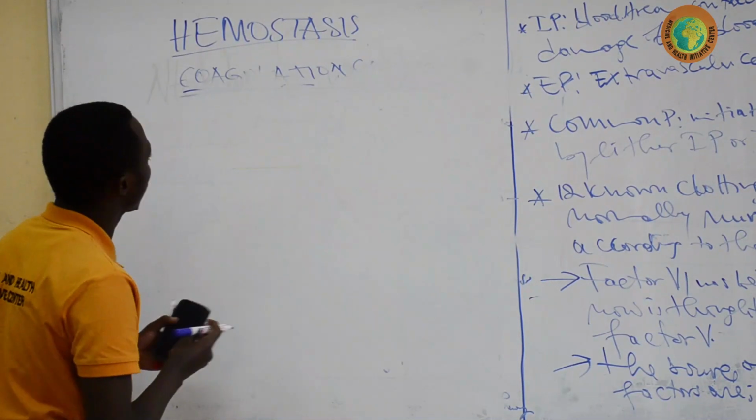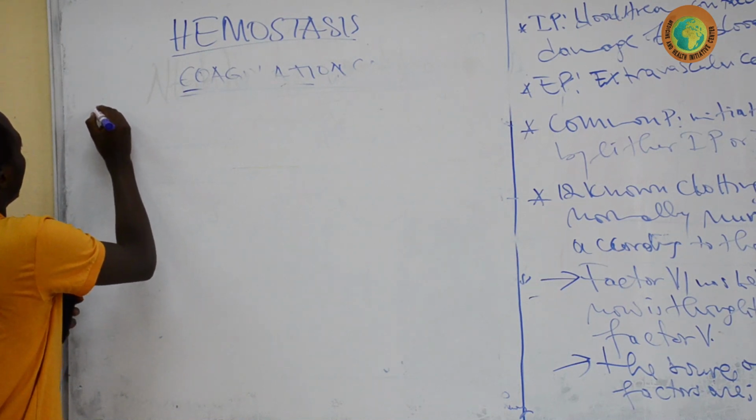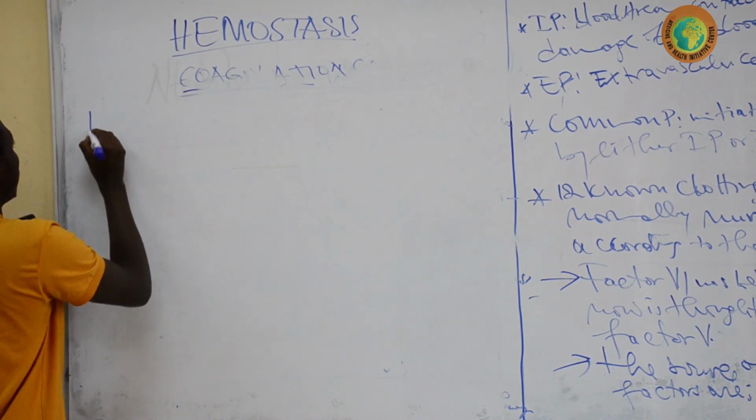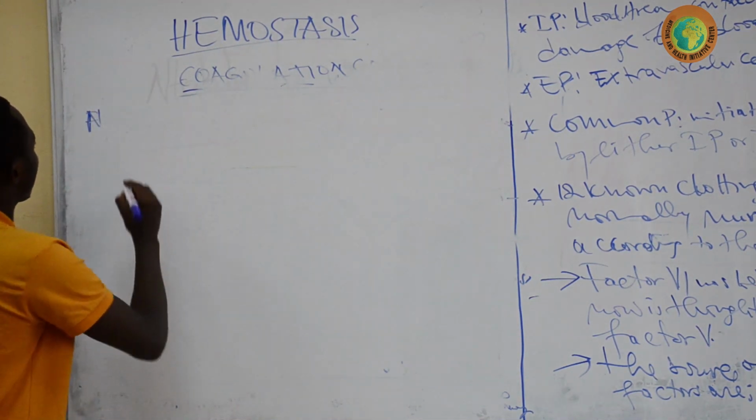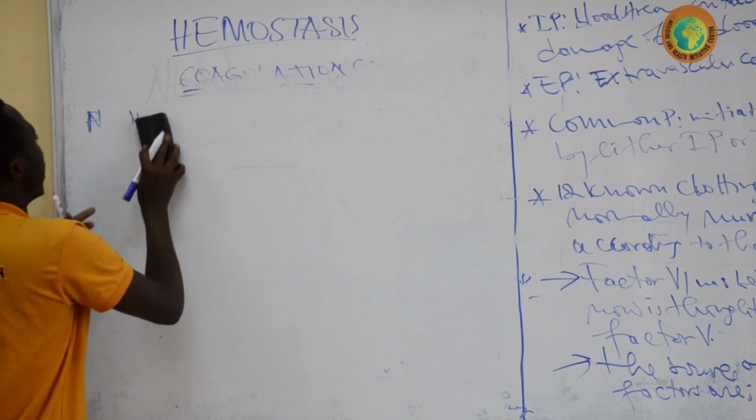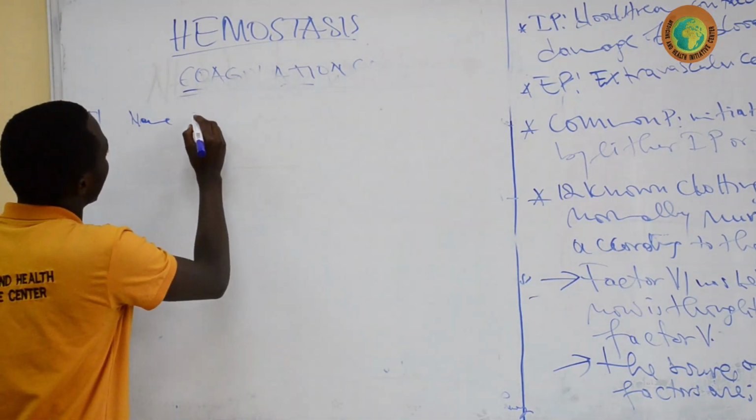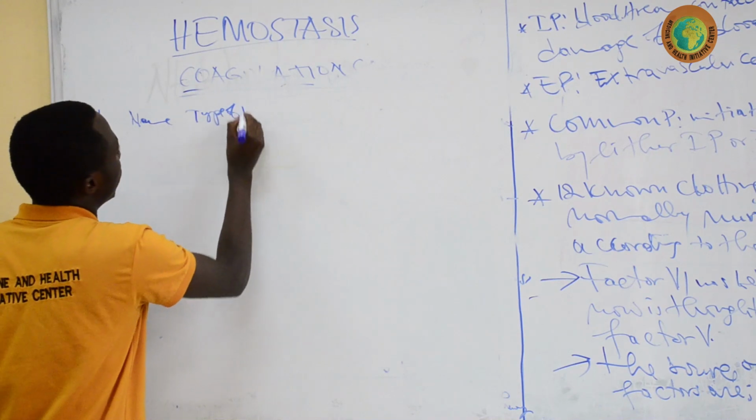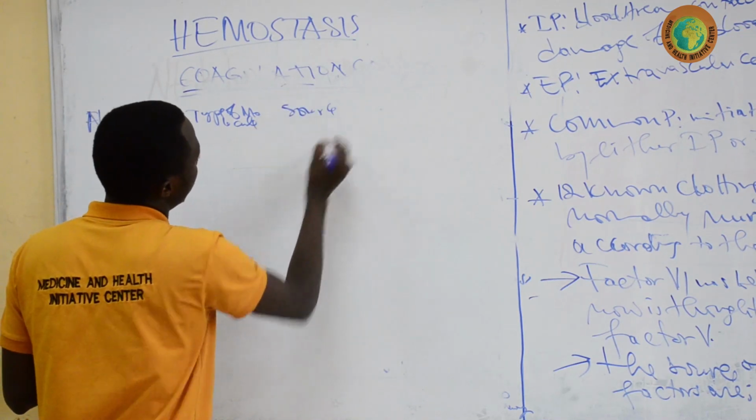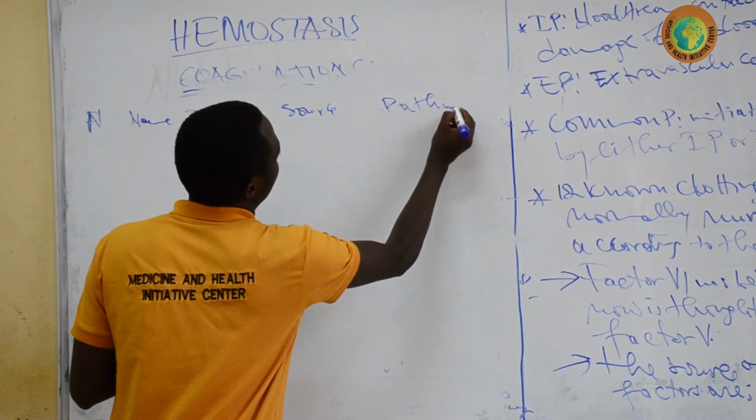Platelets. Friends, let us see. We have the factor number, the name of the factor, the type of molecule, the source, of course, and the pathway where the factor mainly works.